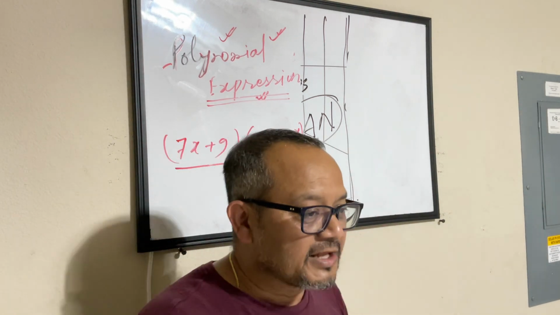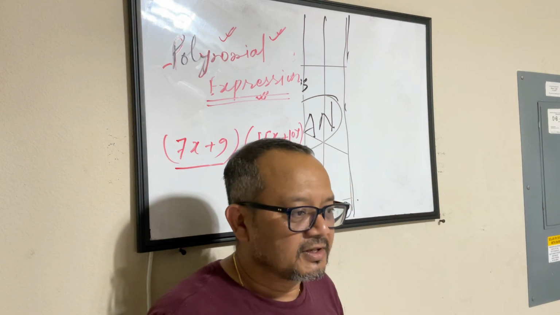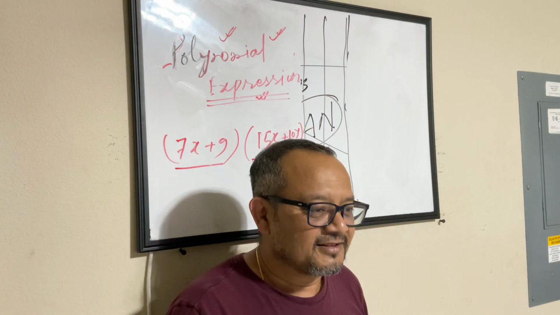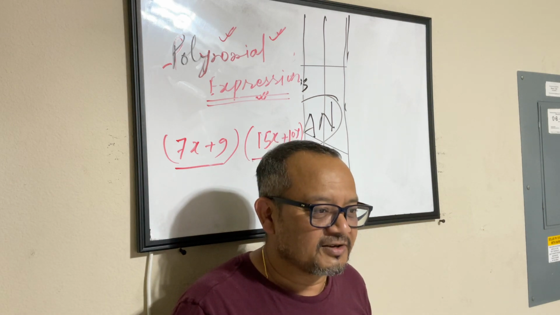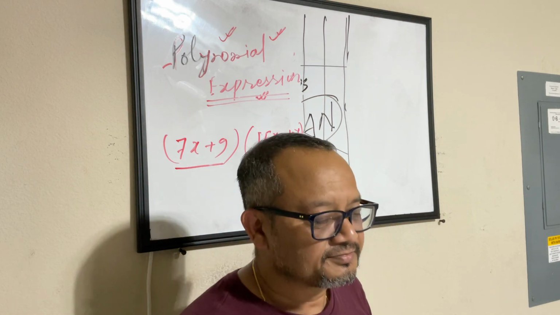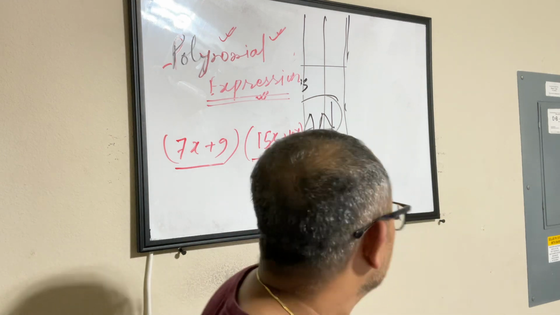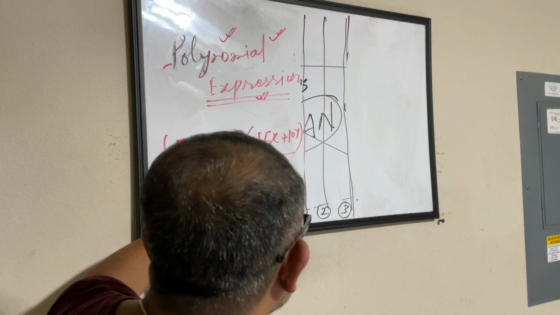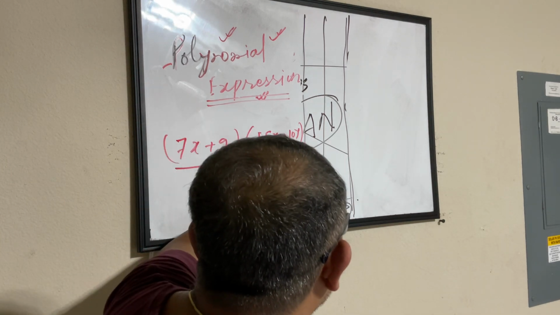Can you guys quickly multiply this and tell me what the answer would be? You guys have 2 minutes. Let's do it like fun. Can you move so I can see the first one? I will read it for you guys. 7x plus 9 multiplied by 15x plus 10y.